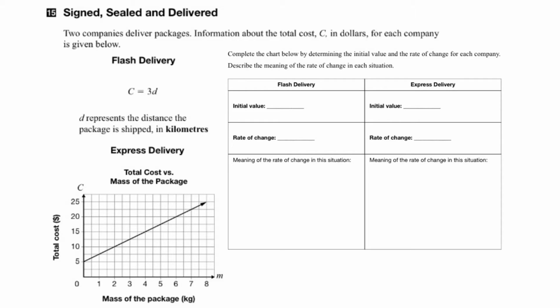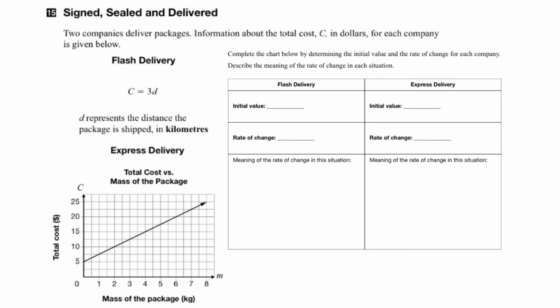In this question, we're given information about the total cost of delivering packages for two companies. There's the flash delivery service and express delivery service. In the case of the flash delivery service, the information is given as an equation. In the case of the express delivery service, the information is given as a graph.